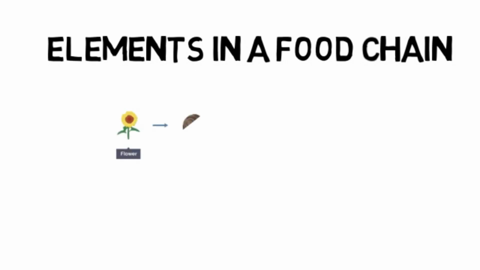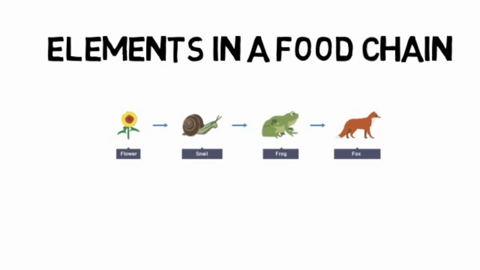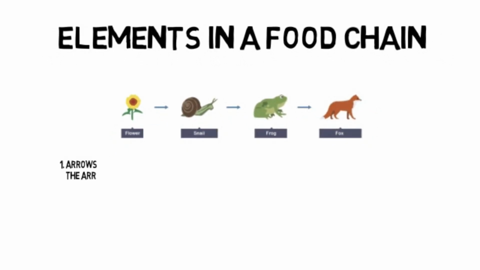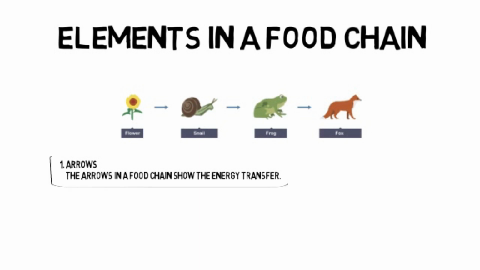And now let's talk about the elements that make up a food chain. Here's a picture to study. One, arrow. The arrow in the food chain shows the energy transfer. So here, the energy is transferred from the flower to the snail, to the frog, to the fox.